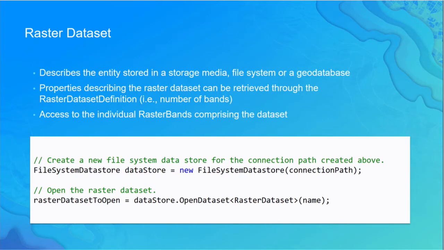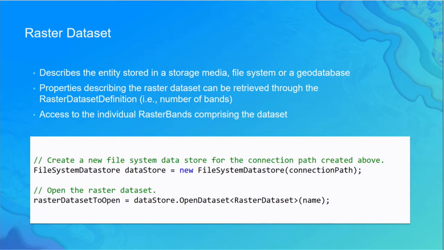So let's go through some definitions and look at some code snippets before we actually go through the demo itself. And one thing that is dear and near to my heart, I would like to make the distinction and set up a couple of nomenclatures before we go into it. So the raster dataset describes the entity that is sitting on a storage medium, either in a file system or in a geodatabase.